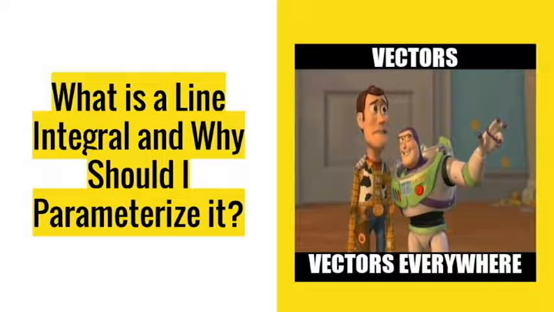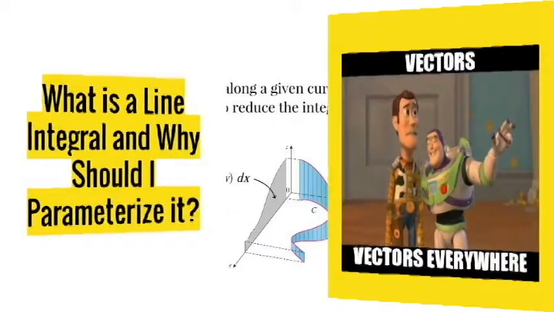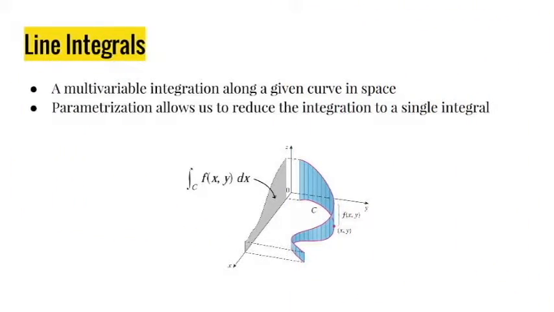What is a line integral, and why should I parameterize it? Vectors! Vectors everywhere! A line integral is a multivariable integration along a given curve in 2D or 3D space. Parameterization allows us to reduce the integration to a single integral.